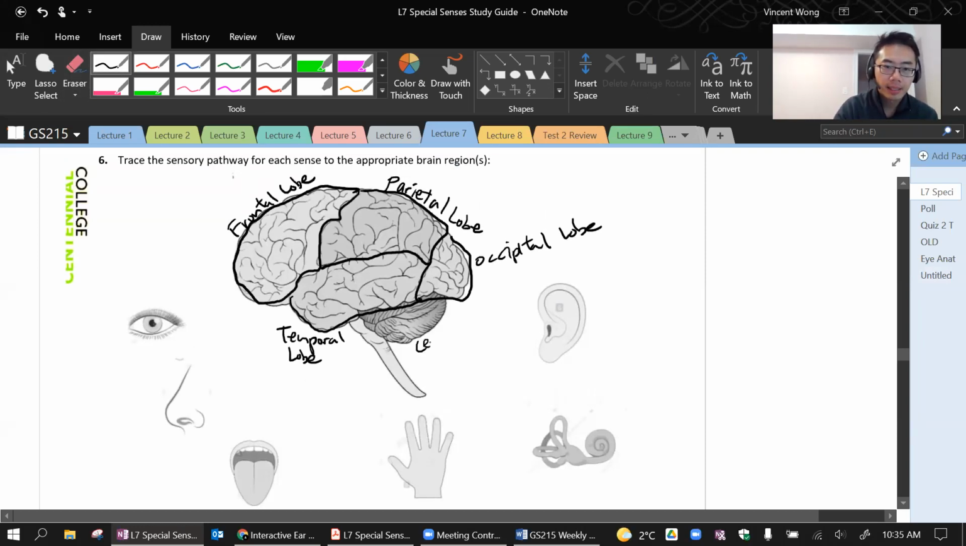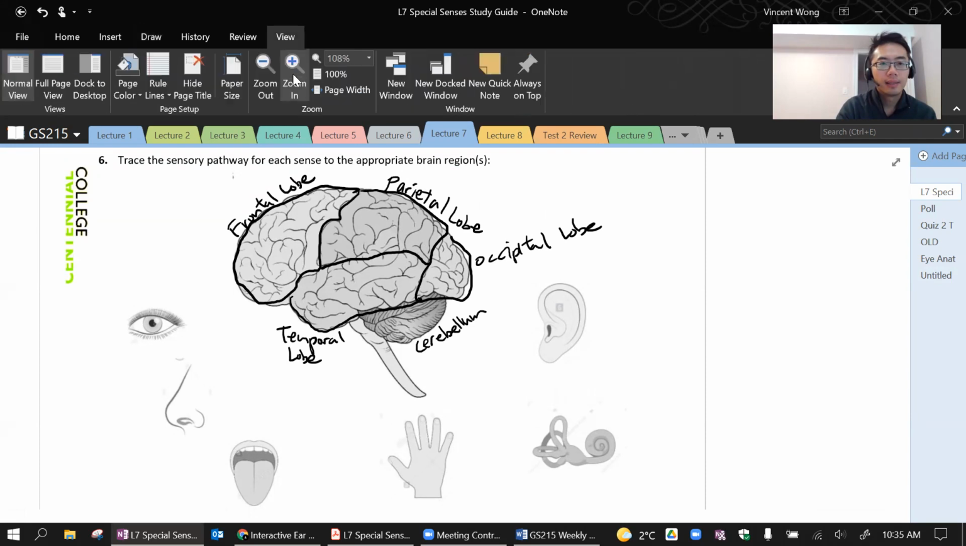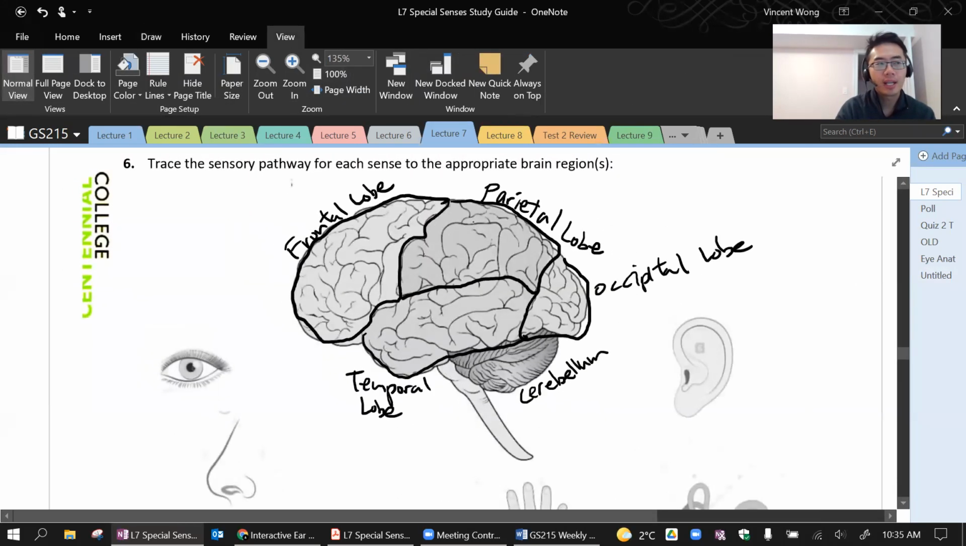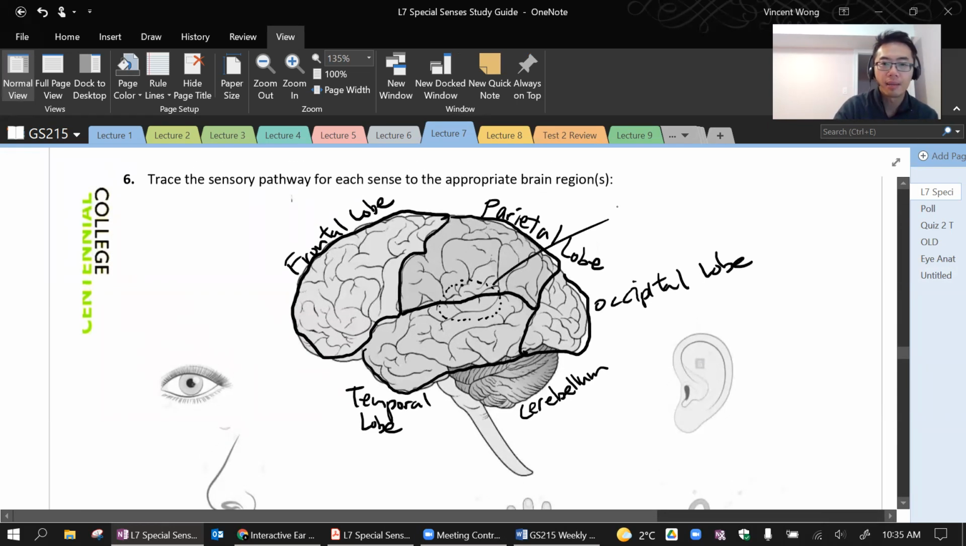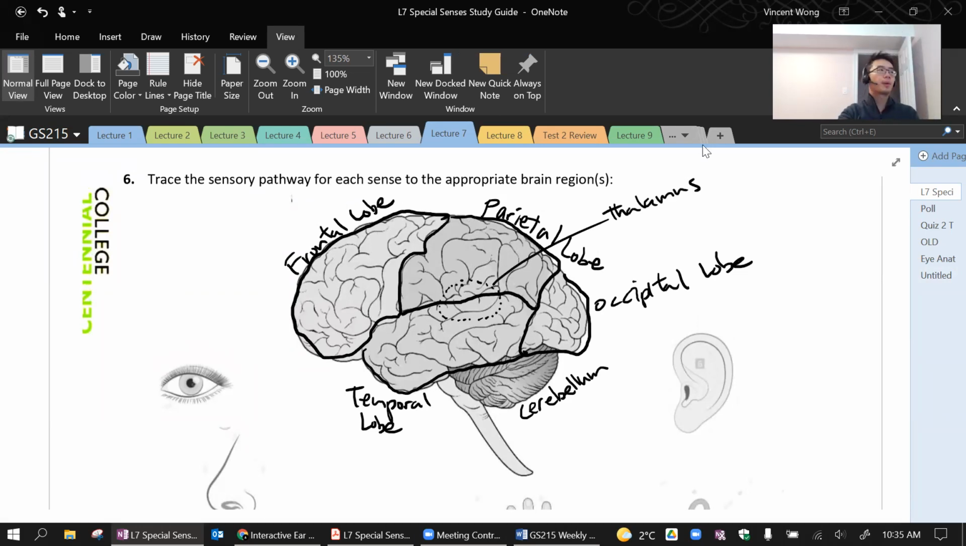Cerebellum here at the back. And you can't really see it here, but it's inside and it's important. So I'm going to do a halo outline for it. That is going to be our thalamus. Okay, so those are all the parts that we need.